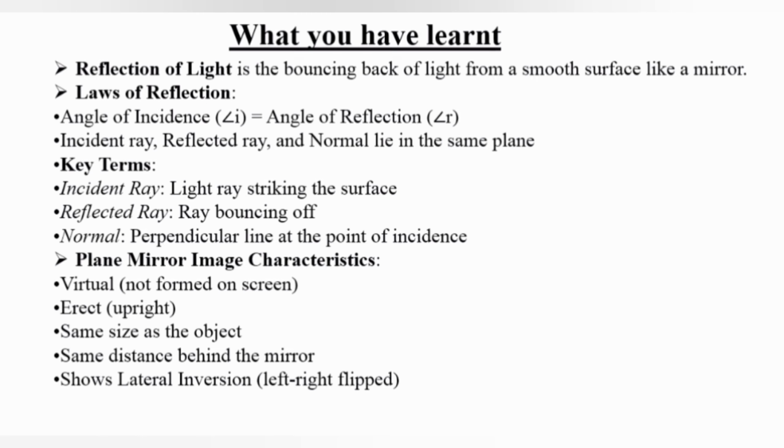And what are the key terms? Incident ray, reflected ray and normal. Incident ray means the light ray striking the surface, reflected ray means the ray bouncing off, and normal means the perpendicular line at the point of incidence. Next, the plane mirror image characteristics. The plane mirror forms virtual, erect, laterally inverted images that are the same size as the object and appear behind the mirror at the same distance as the object.